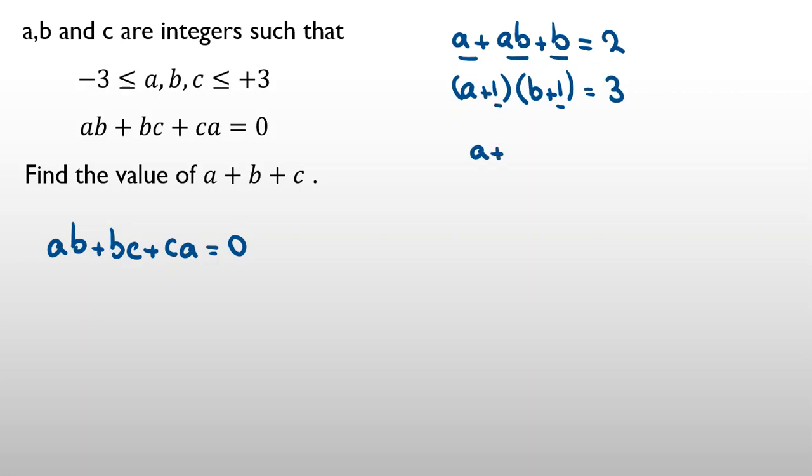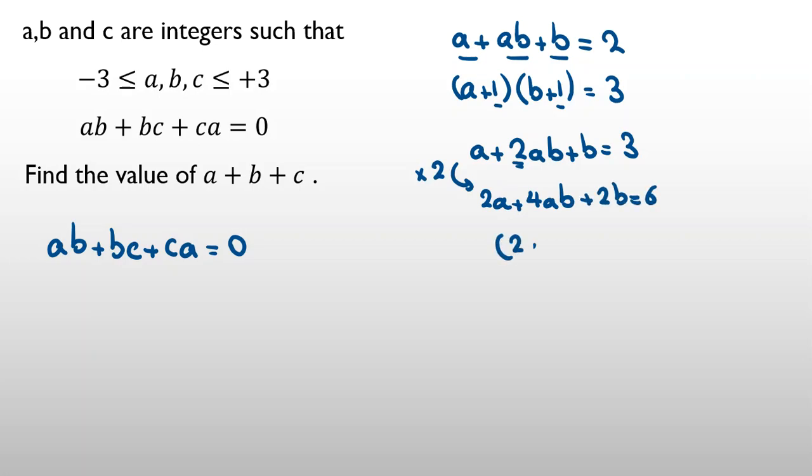And another way, if you have A plus 2AB plus B, for example, equal to 3, because we have 2 here, the idea is to multiply by 2. Then we have 2A plus 4AB plus 2B equal to 6. Then I can factorize 2A plus 1 times 2B plus 1. We have one more, so 6 plus 1, 7.